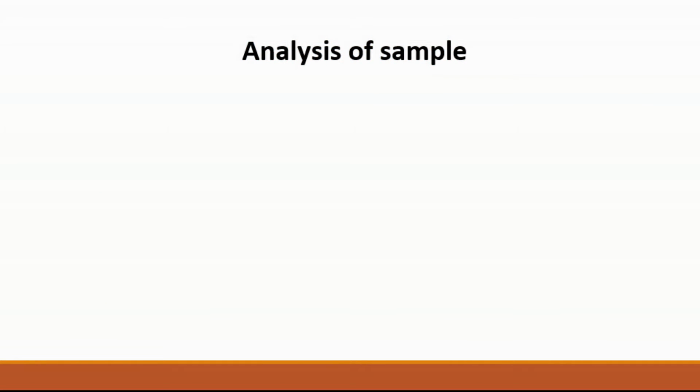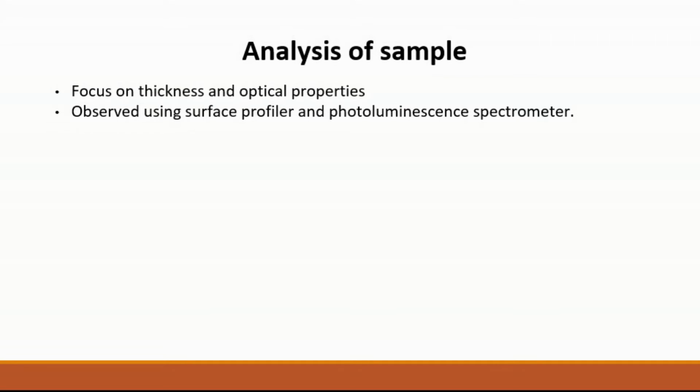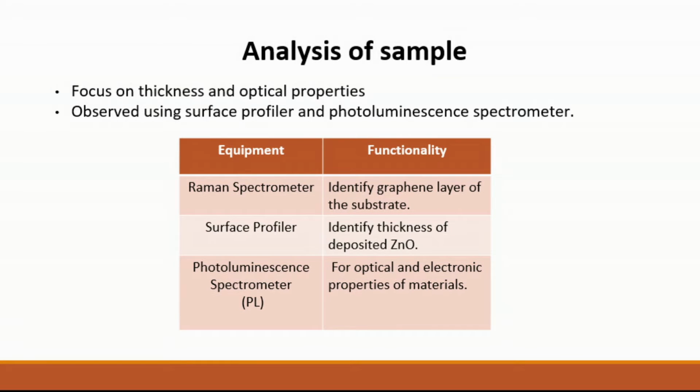As for the analysis of the sample, I am focusing more on the thickness and the optical properties. For the equipment, I use the Raman spectrometer to identify the graphene layer of the substrate. I also use the surface profiler to identify the thickness of the deposited zinc oxide. And lastly, I use the photoluminescence spectrometer for the optical and electronic properties of the materials.